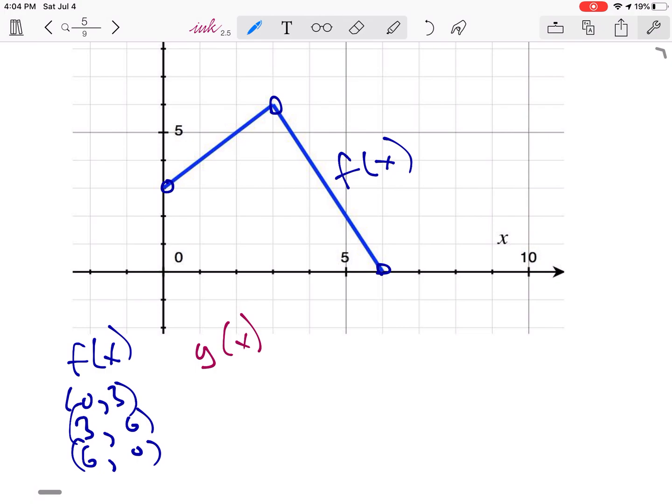So g(x) is basically saying f of 2x. What this means is you keep your y values the same as they are here: 3, 6, and 0. This is kind of the tricky part. You notice how it's 2x. That's not a multiplier. What actually happens is it takes your x value and divides it by 2.